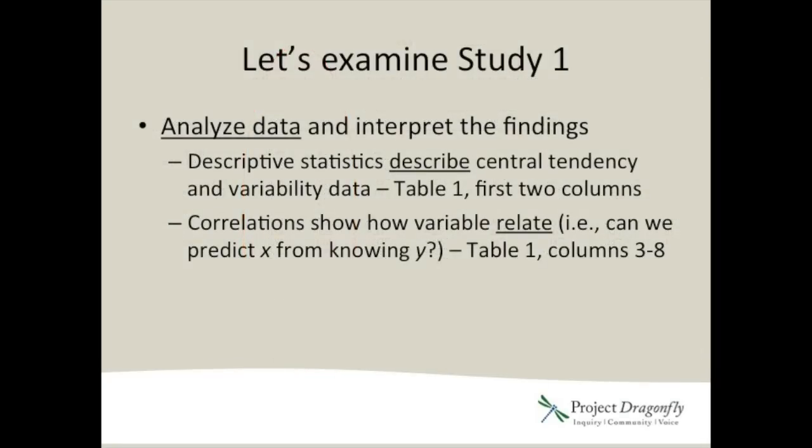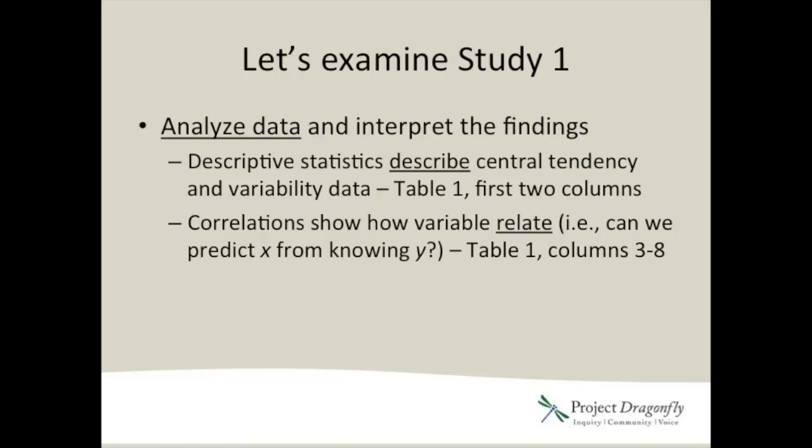So now that we've looked at the descriptives, the next question is looking at correlational measures, and this shows us how things relate. In other words, can we predict one variable, say x, from knowing another variable like y? We might be able to predict, for example, people's weight by knowing how tall they are, knowing that on average people who are taller tend to weigh more.